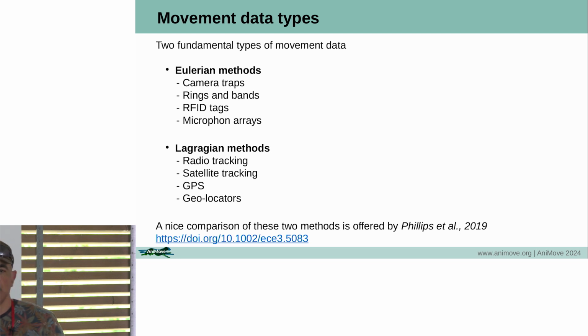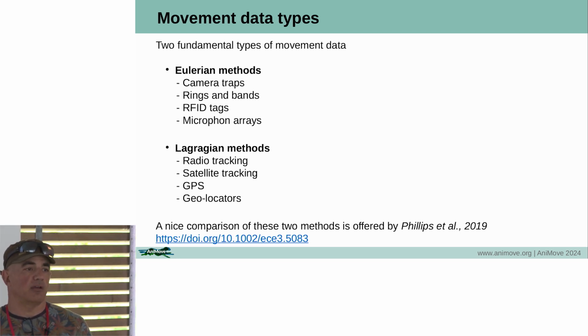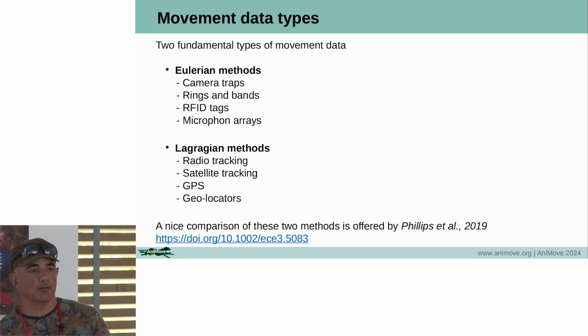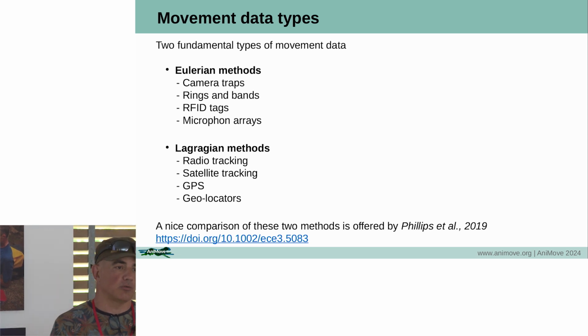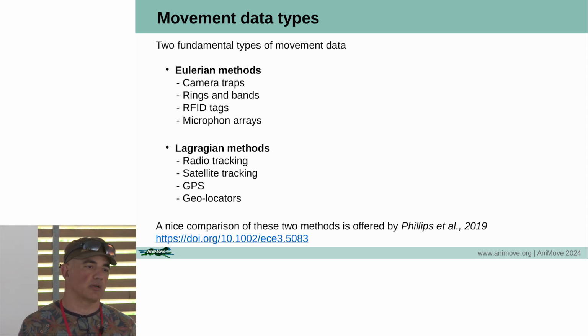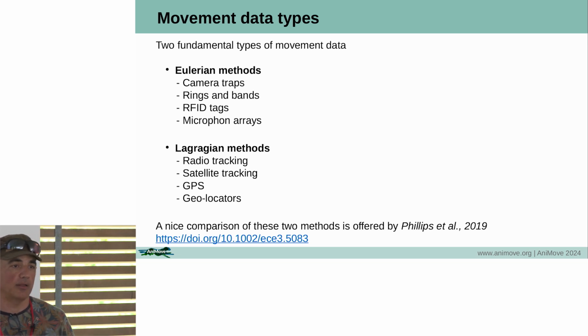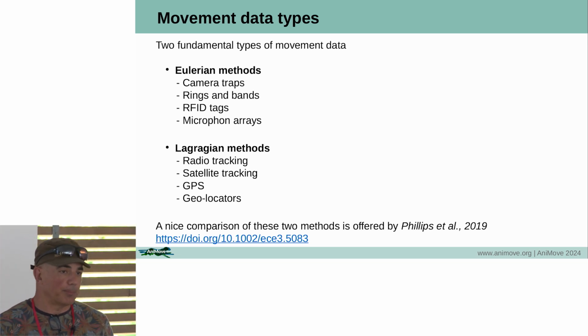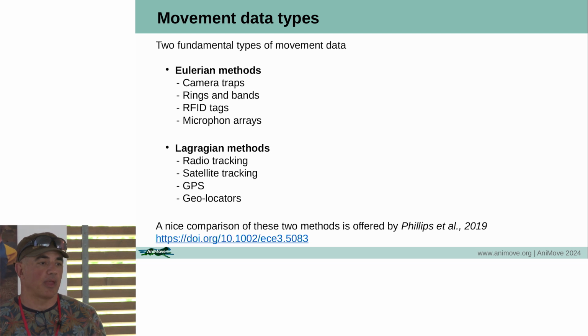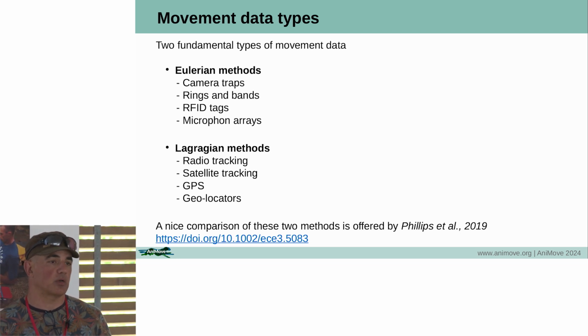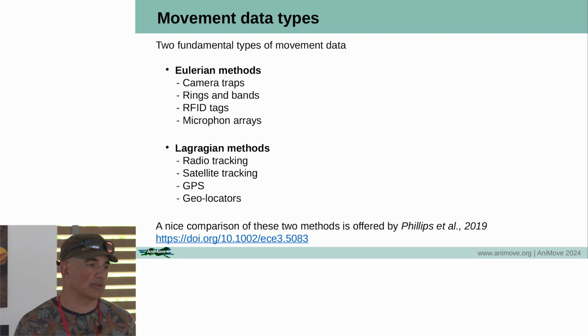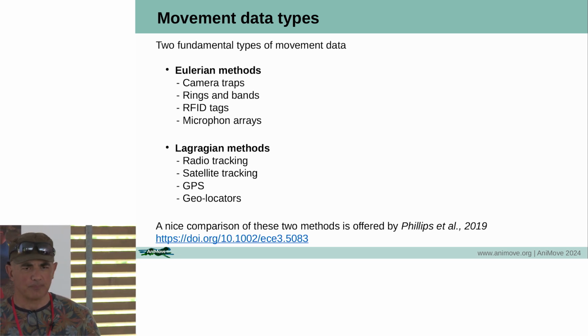RFID tags. If you ever have been in a place like the London Tube, you can reconstruct your travel, because you check in and check out at every tube station, and with that people can reconstruct where you have been and which tube lines you have been using. So this is another way of collecting movement data in a Eulerian way.